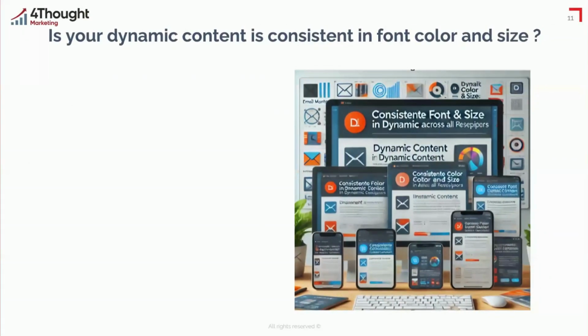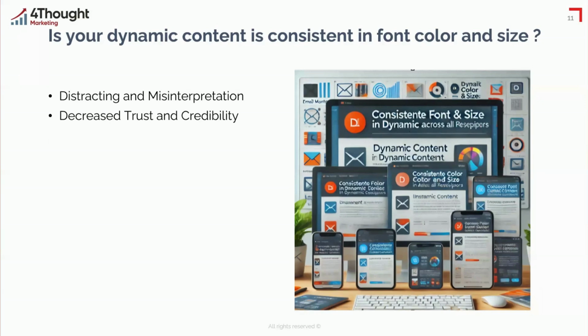So is your dynamic content consistent in font color and size? Consistency in dynamic content such as font color and size is vital, and inconsistencies can cause distraction and misinterpretation of your emails. It will decrease the trust and credibility with your customers. It will reduce engagement and interaction.